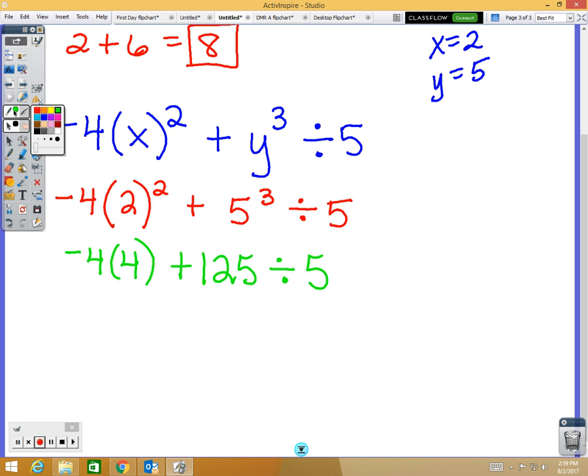Now what? All right, so we do multiplying and dividing left to right, correct? So when you multiply a negative times a positive, you get a negative. And then 125 divided by 5 would be 25. And then we have an integer problem. Very good.